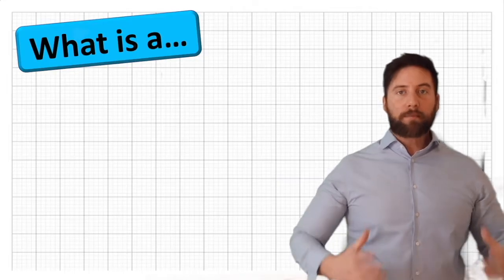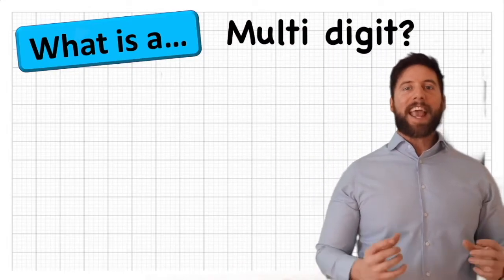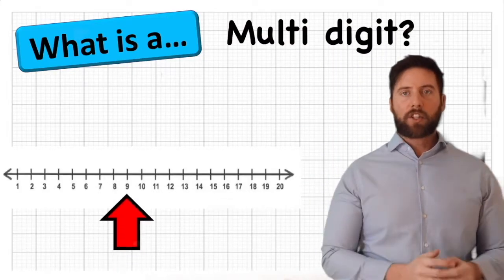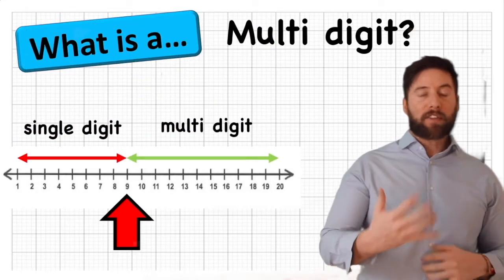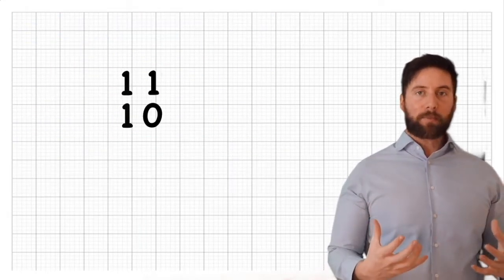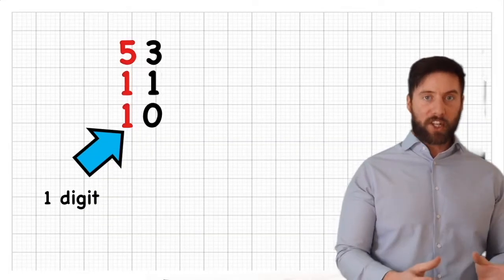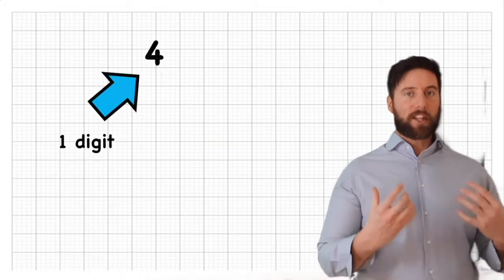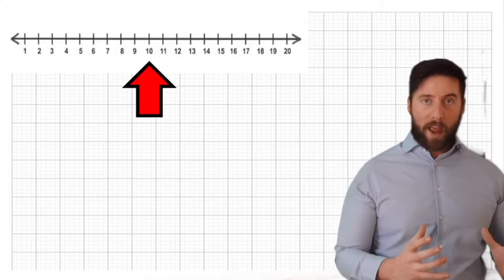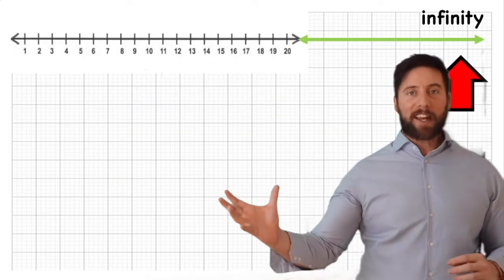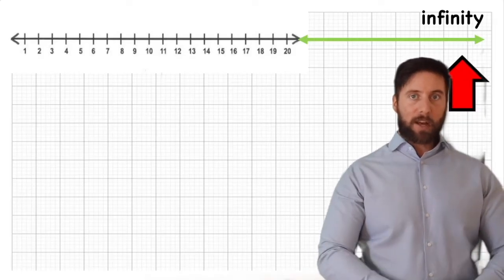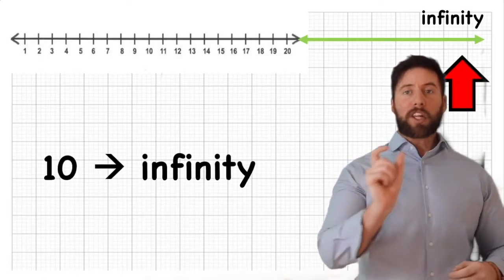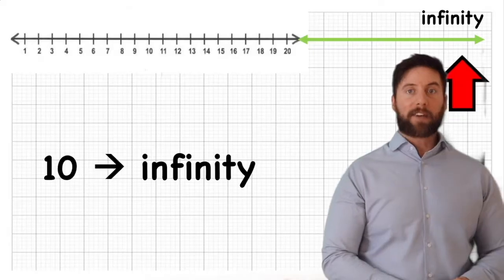Right, first, what is a multi-digit? Well, a multi-digit is any number greater than 9. So for example, 10, 11, 53, these are all multi-digit because they have more than one digit. Okay, the number 4 is just a single digit because it's just one digit on its own. And we can go all the way from 10 to infinity, and they will all be multi-digit numbers because they're all going to have multiple digits going along the place value chart.